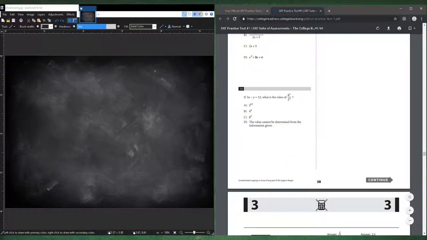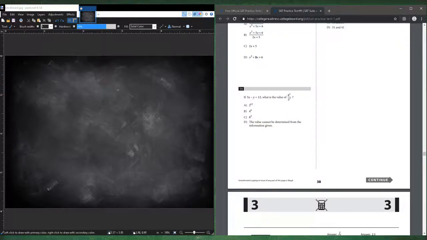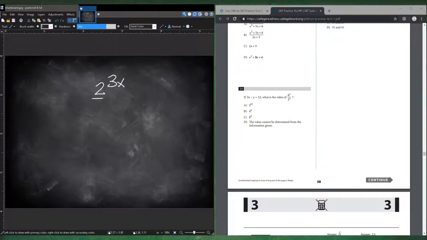If 3x minus y is equal to 12, what's the value of 8 to the x over 2 to the y? Whenever you see exponent questions like these, and they're multiple choice, usually you want to work with the answer portion first, because if it has similar bases, then it's going to work. I'll show you right now. Because 8 to the power of x is the same thing as 2 to the power of 3x, over 2 to the y. Based on exponential rules, that means 2 to the 3x minus y is equivalent to the fraction. So you already know what 3x minus y is equal to. It's equal to 12. So the answer is 2 to the power of 12. So the answer is just A.